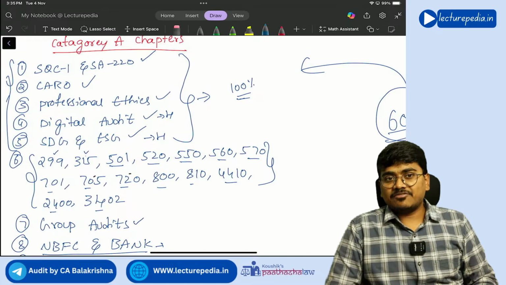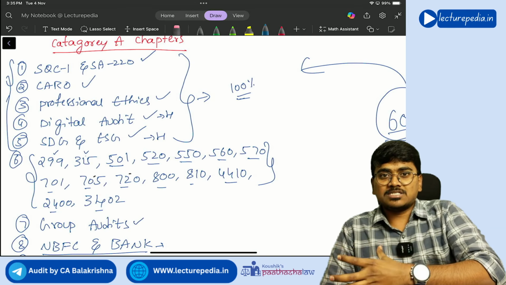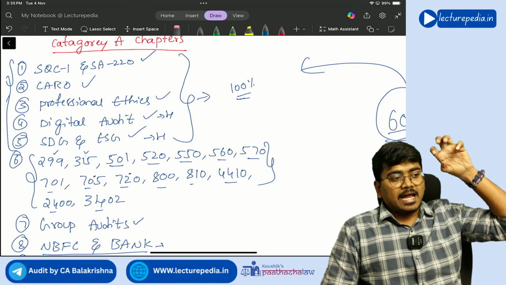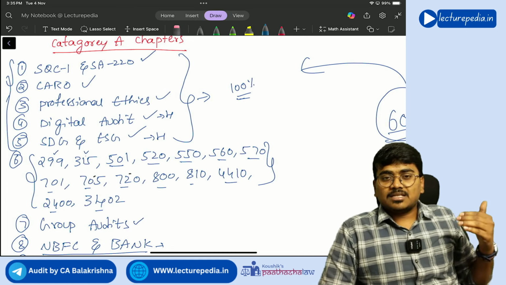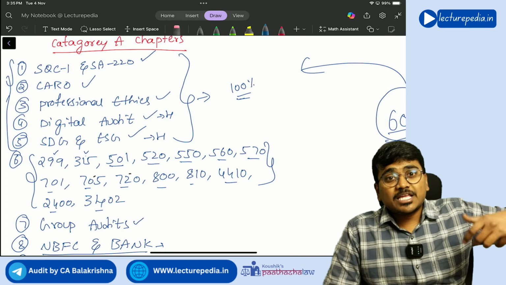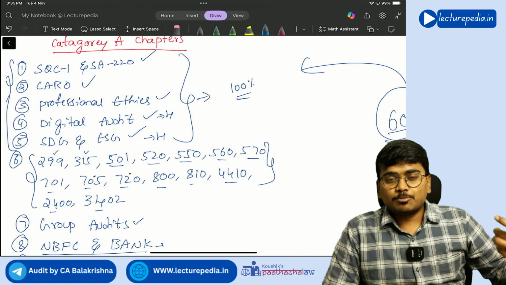MCQs are nothing but all the important points from the concept, which are taken and MCQs are framed from them, right or not? So by reading the MCQs, you will get to know the important points that you might have missed while reading the theory content. Focus on MCQs for these category A chapters.